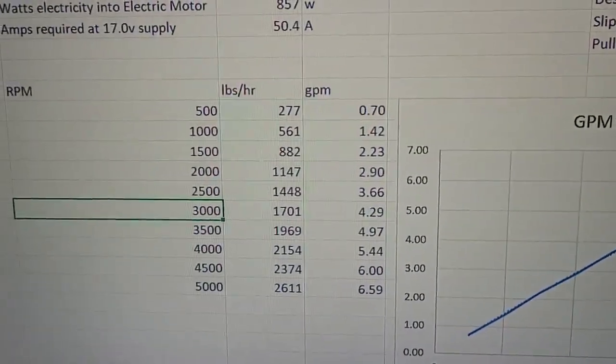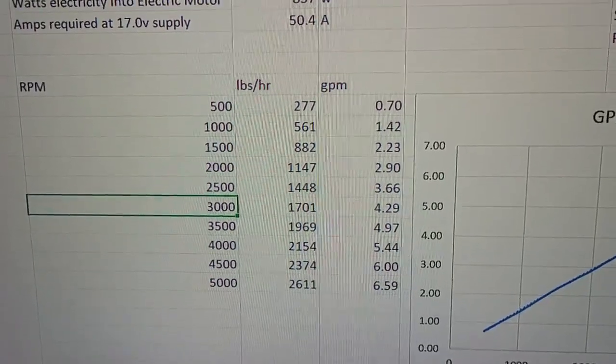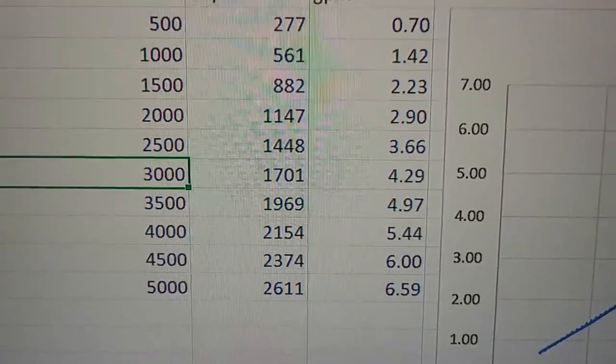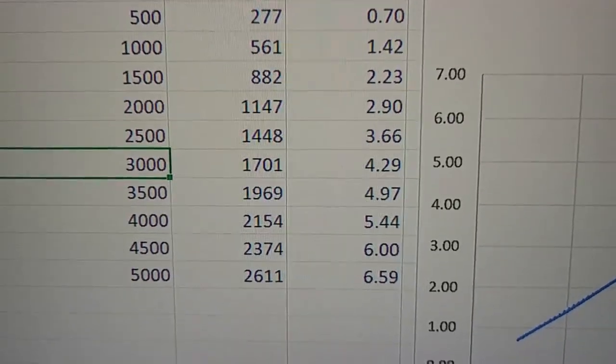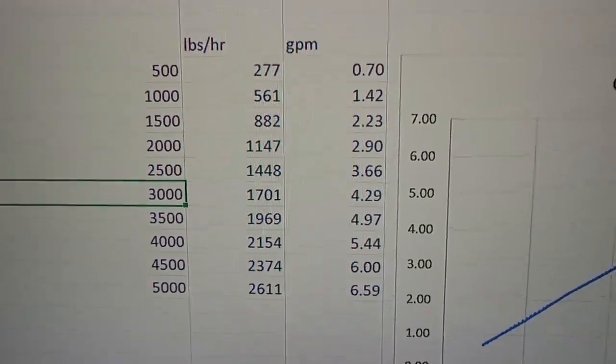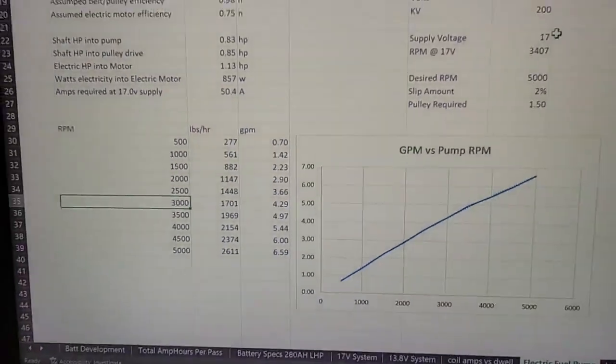So what I think we're going to do is we're just going to do a 1-to-1. That'll give us, we can go up to 3,400 on the pump, which is pretty close to 3,500, which we can see is about 5 gallons a minute. So even at 1-to-1, we can get damn near 5 gallons a minute.